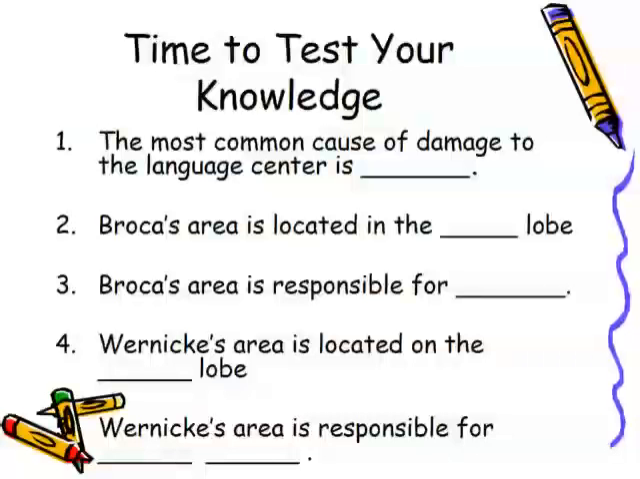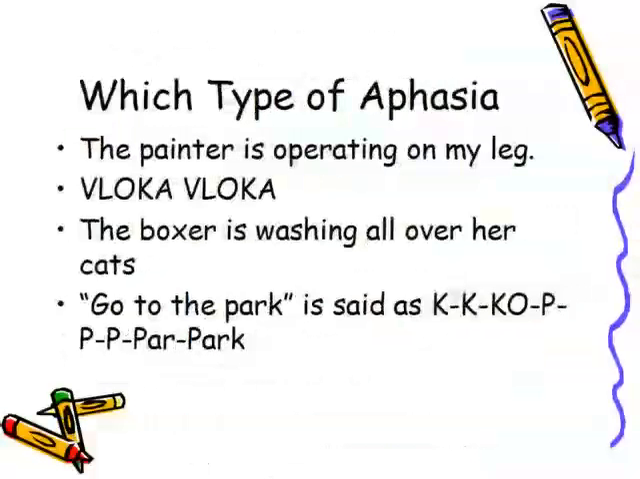And number 3 says Broca's area is responsible for, correct answer here is word formation. 4 says Wernicke's area is located in what lobe? And that would be the temporal lobe. And Wernicke's area is responsible for language comprehension. So if we look at some different statements, patients may say to us, let's try and decide what types of aphasia these patients are having.